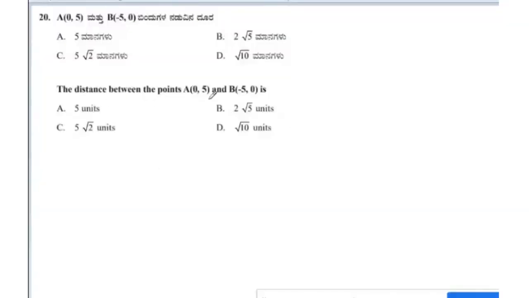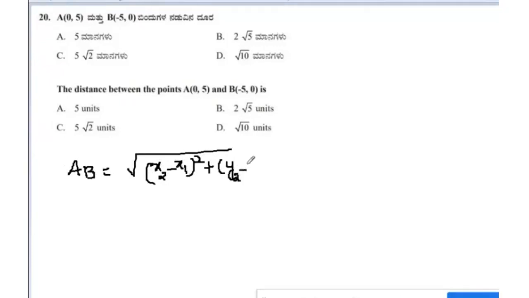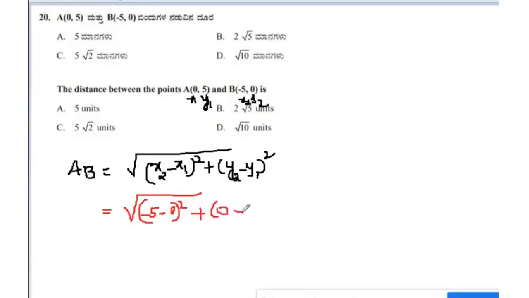20th question. The distance between the points A 0, 5 and B minus 5, 0 is. Distance between any two points is given by the formula root over x2 minus x1 whole square plus y2 minus y1 whole square. Here A 0, 5 will be treated as x1, y1, and B minus 5, 0 will be taken as x2, y2, and you have to replace the values of x1, y1, x2, y2 in the formula. What is x2? Minus 5. What is x1? 0 whole square plus what is y2? y2 is nothing but 0 and y1 is 5, minus 5 whole square.